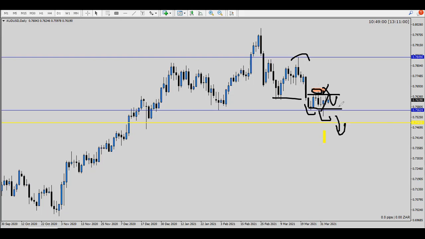So currently right now in here, there's a huge accumulation of orders happening. All I'm waiting for is a break to the upside and I will sell, right? Or a break to the downside and I will buy.